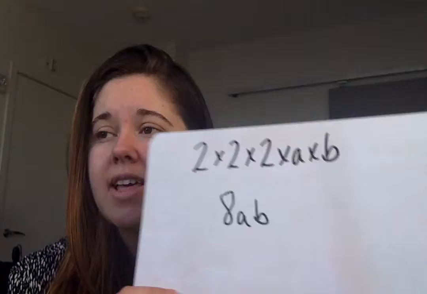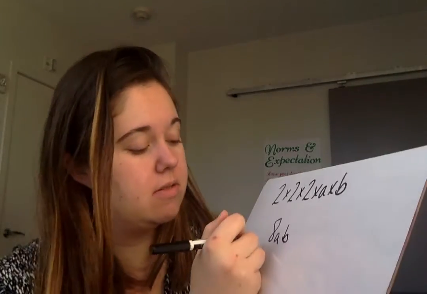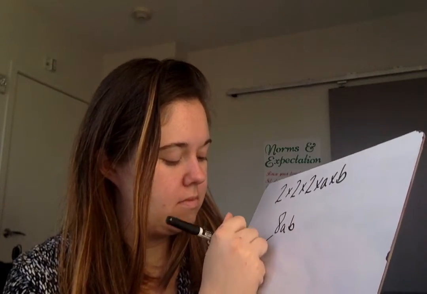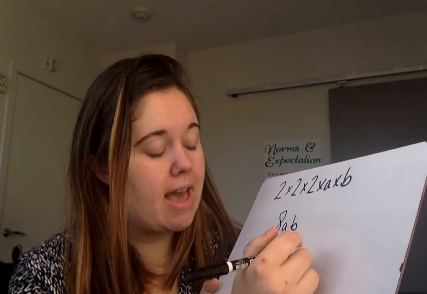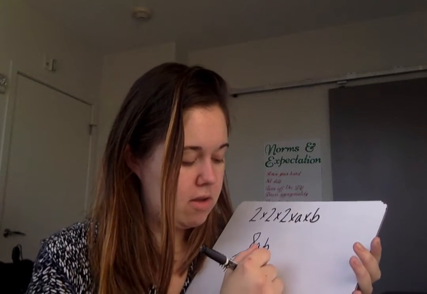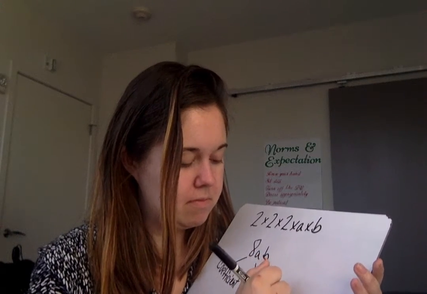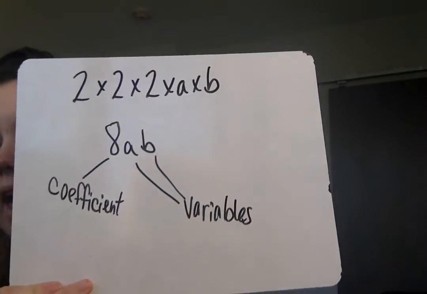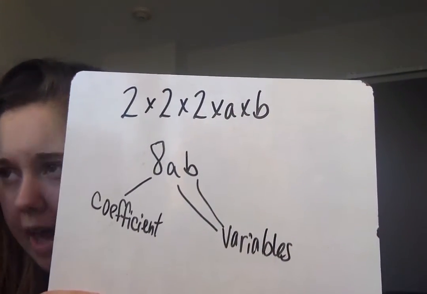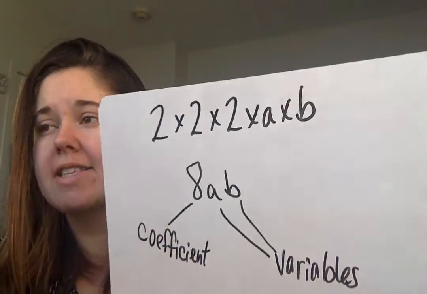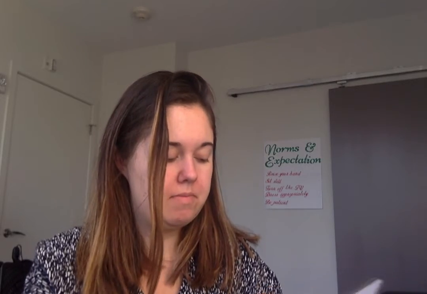So here, 8 is the coefficient, and both A and B are the variables. They're both factors, and all three are factors. And we know 8AB is the product and also a term. Lots of math words here.